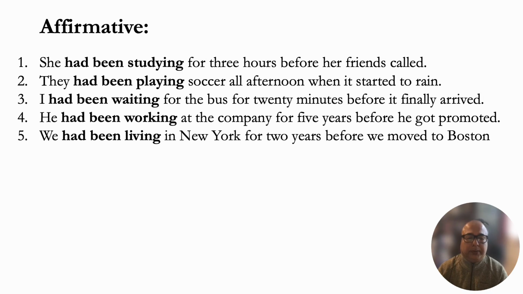Okay? All right. So let's look at some examples of the past perfect progressive tense in the affirmative. She had been studying for 3 hours before her friends called. They had been playing soccer all afternoon when it started to rain. Now, do you notice the time expression there? Before, when, before, and then before again in the fifth sentence. So these are all affirmative sentences. So take some time, okay? Take it all in, absorb it, go through each question carefully, and pay attention to the past perfect progressive tense.